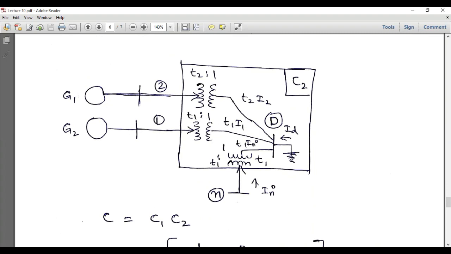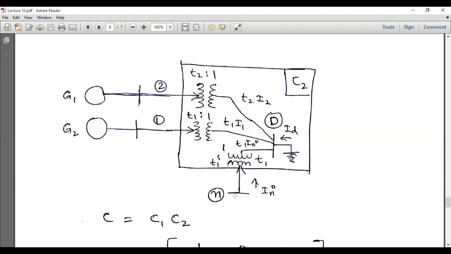Okay, so this is actually G2, this is actually G1. By mistake, I have written G1 over here and G2 over here, so you can correct this by yourself. And this is T2 I2, this is T1 I1, and this is T1 IN node, right?